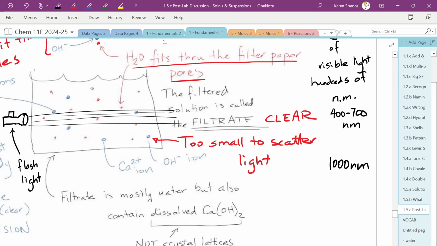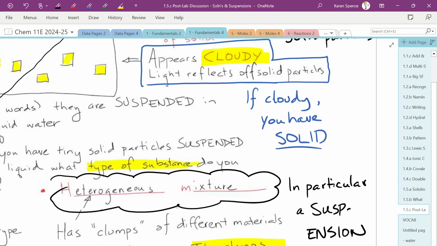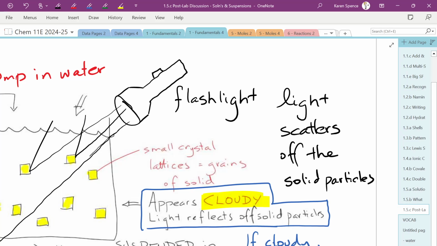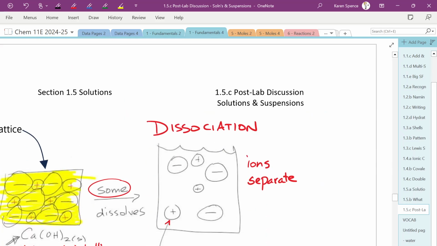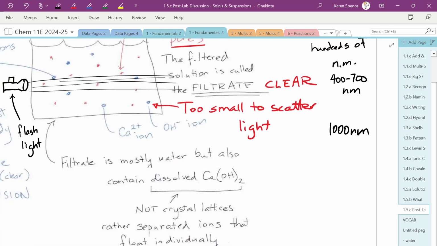Basically, if you shine the flashlight and the particles are too small, light does not scatter. If you shine the light and the particles are big enough, the light scatters, cloudy. If the light doesn't scatter, clear. Now, that doesn't mean that there can't be a color to your solution. For example, copper 2+ ions are blue and they do not scatter light. So if you look at it, it looks clear, like the light passes straight through it. There's no cloudiness, but it is blue. Okay?